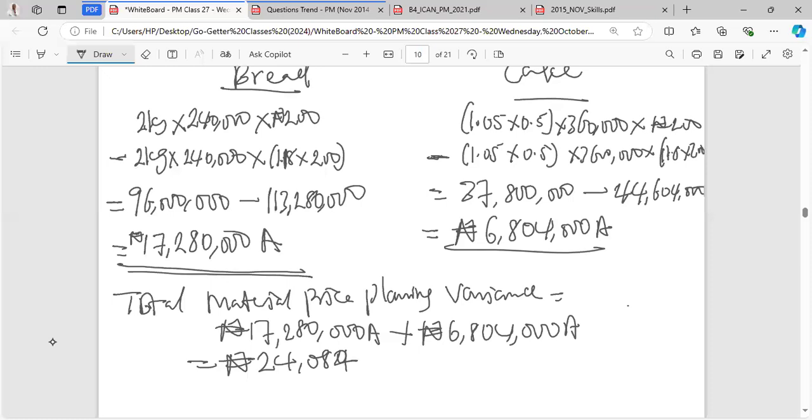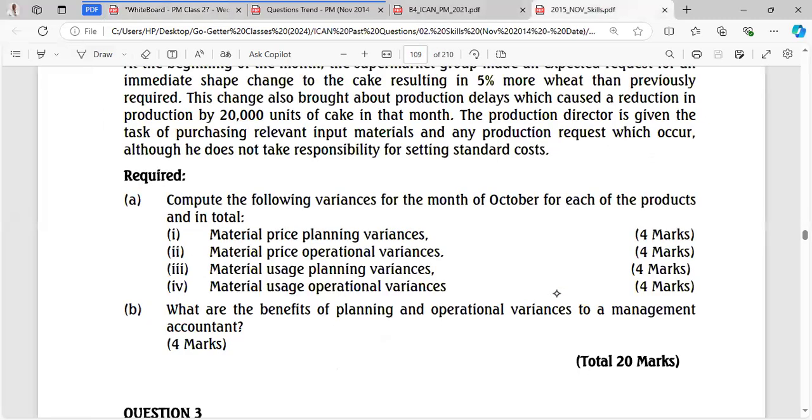084,000 adverse. So this is the total. So you've done for bread, you've done for cake, you've taken these 4 marks. And now, let me tell you something. I want you to know how many minutes you should devote to a mark.